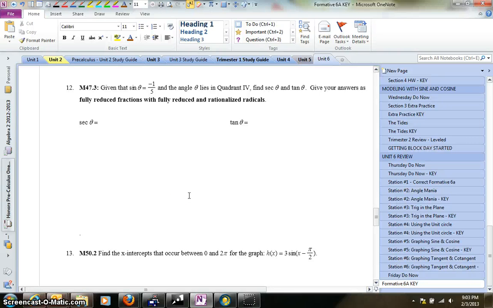Okay, continuing on here with number 12. This was one of the most frequently missed questions from the formative.